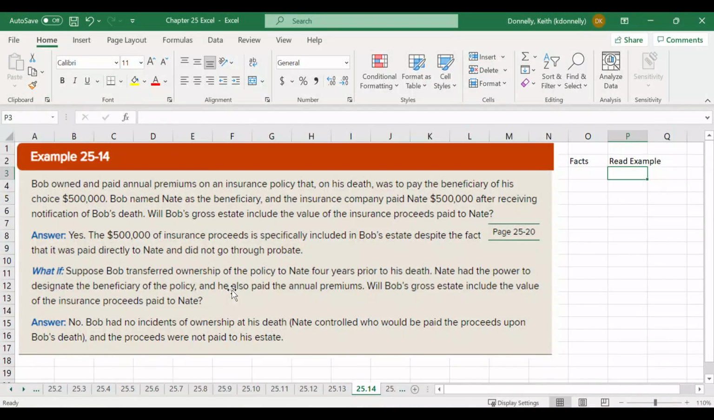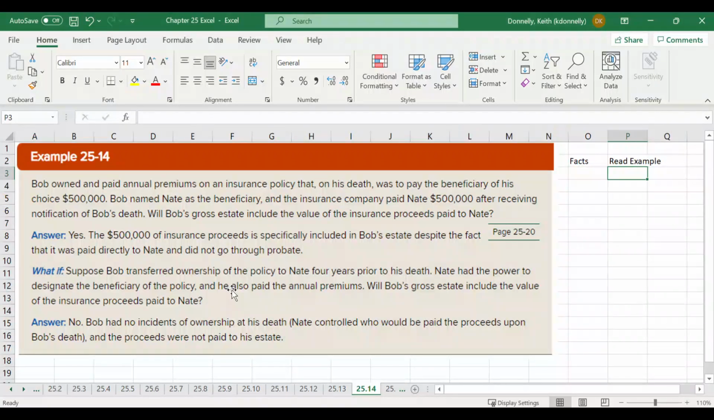Looks like Bob owned and paid annual premiums on an insurance policy that on his death was to pay a beneficiary $500 grand. He named his son the beneficiary. And when the father passed away, the son received the $500,000. Basically, will this $500,000 be part of the gross estate? Well, this is one of those automatic transfers that happen at death, and it will be part of the gross estate.